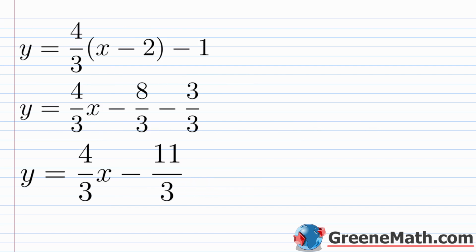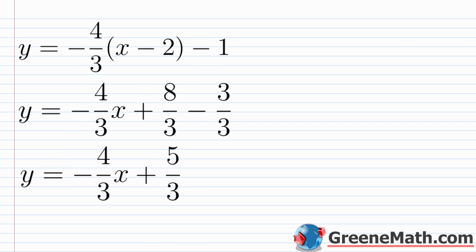So you're going to split that up. So you get y equals 4/3 times the quantity x minus 2 minus 1. If you simplify, you get y equals 4/3 x minus 11/3. Then you get y equals negative 4/3 times the quantity x minus 2 minus 1. If you simplify, you're going to get y equals negative 4/3 x plus 5/3.